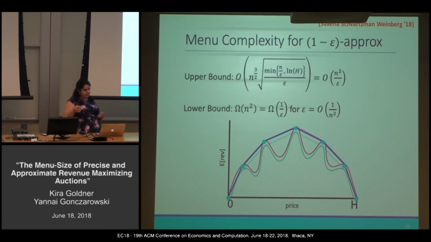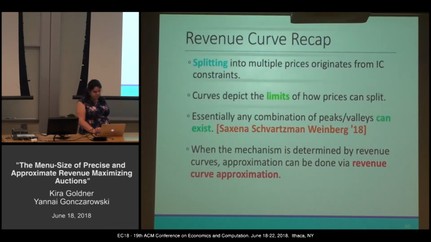Okay? And this is one of the first lower bounds that we have for a fixed epsilon until Yannai's taught the rest of this paper. But it's only for epsilon equals order 1 over n squared. Okay? And so let's recap what we've talked about so far.